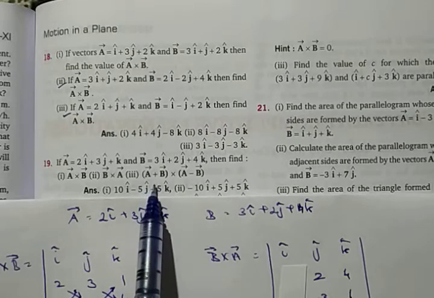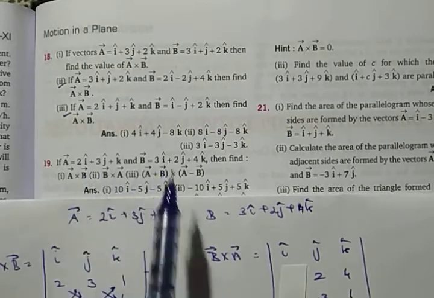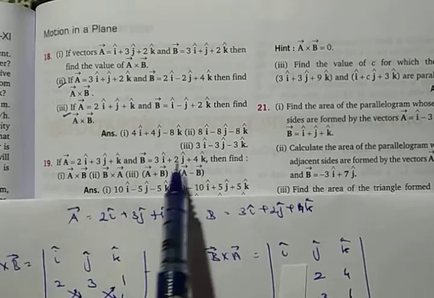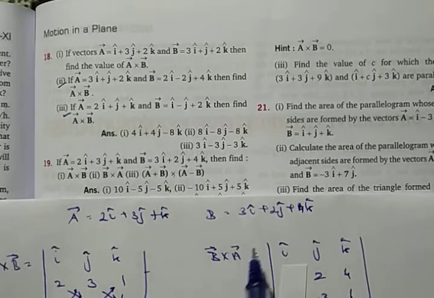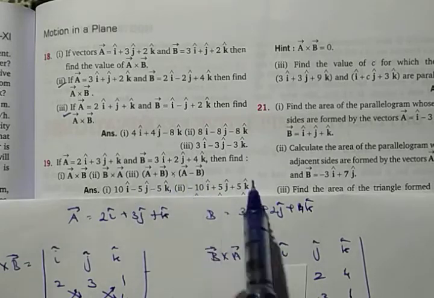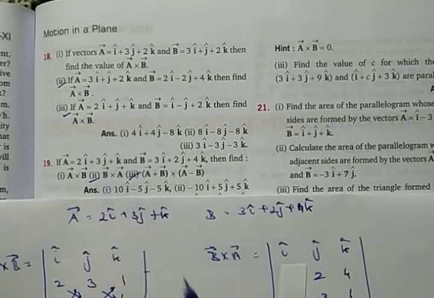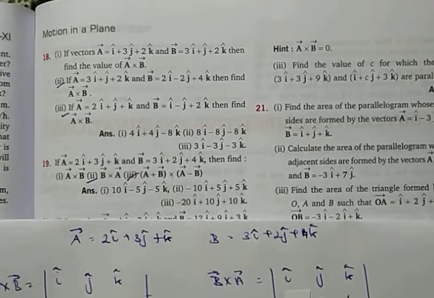Then it is asked A plus B, add these two things, and then A minus B, subtract these two things. Then do the cross product of these. You will get one expression and another expression; do the cross product and you will be able to get it. So these two things, please do them as homework. Right?